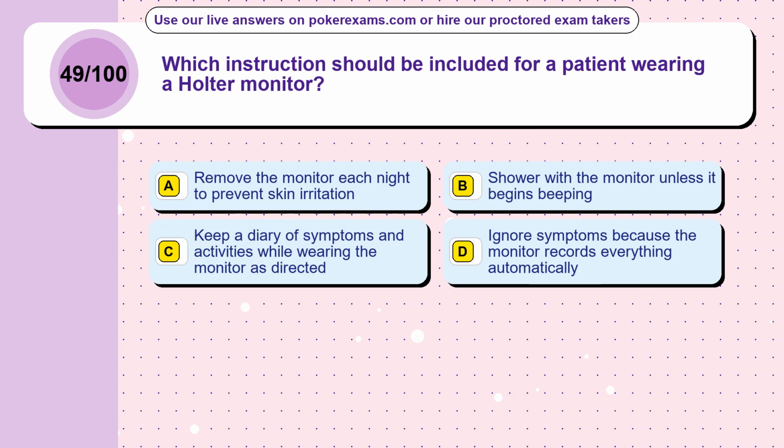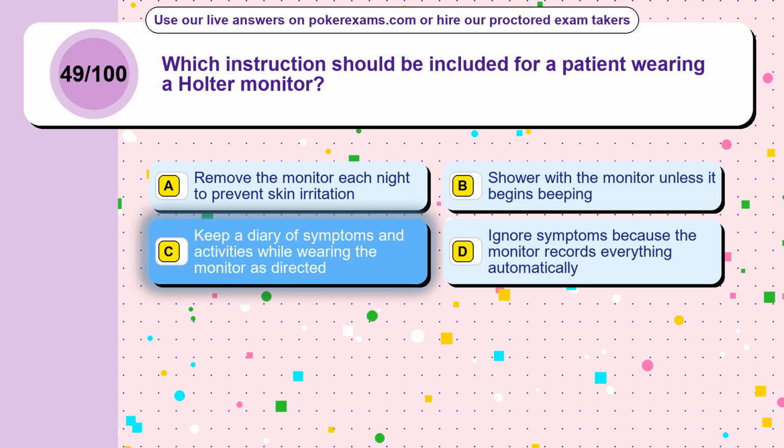Question 49. Which instruction should be included for a patient wearing a Holter monitor? Option A. Remove the monitor each night to prevent skin irritation. Option B. Shower with the monitor unless it begins beeping. Option C. Keep a diary of symptoms and activities while wearing the monitor as directed. Option D. Ignore symptoms because the monitor records everything automatically.